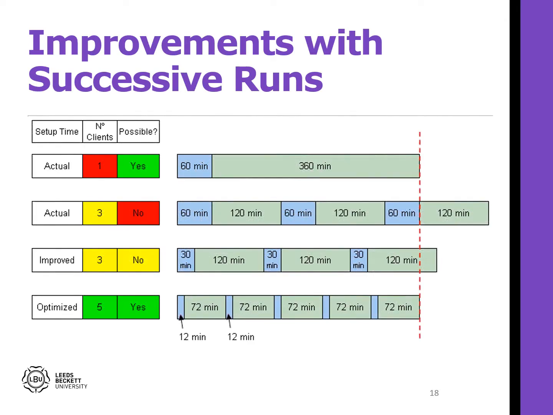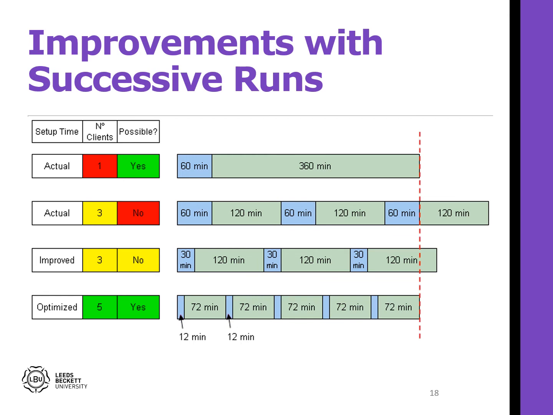Improvements with successive runs. So it takes 60 minutes to change over. So you set up 60 minutes, and because it's taking 60 minutes, you really need to be running quite a long time to justify that setup. So you run the machine for 360 minutes and you get a certain number of products, and you're running it for 360 minutes just to offset the time it takes to set up. Could we reduce that? We're making one customer happy. Could we reduce it to 120 possibly? Yeah. Still 60 minutes to change over. We can't satisfy 3 customers.